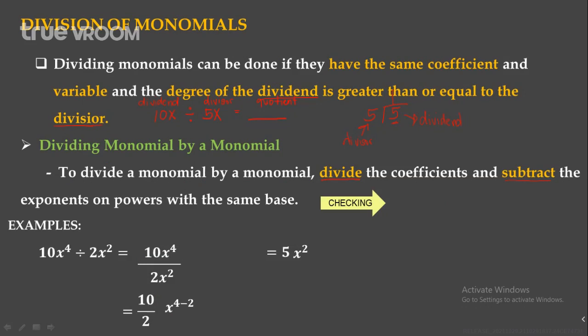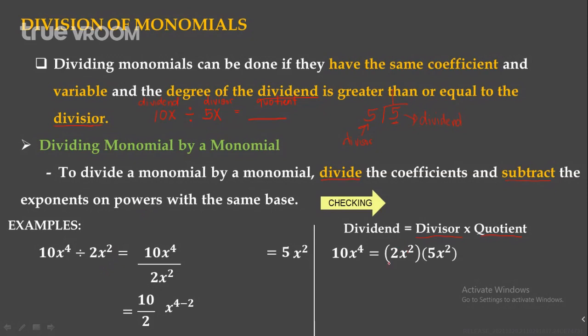Okay, so if you got the quotient already, you can check if you got it correct. To check this one, you are just going to multiply your divisor by your quotient. What is your divisor here again, students? 2x squared. Very good. So you are going to multiply 2x squared by your quotient, which is 5x squared.